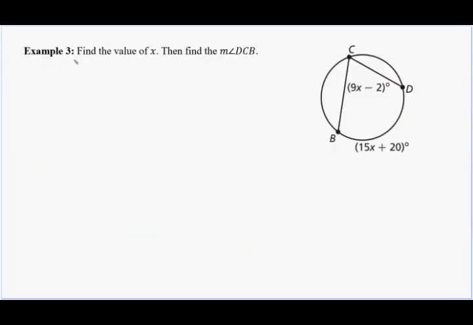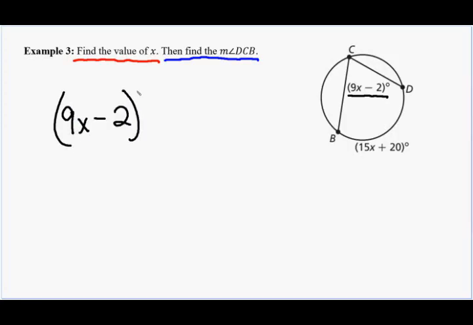Example 3. I'm going to underline in red, find the value of x, then find the measure of angle DCB. So when we look at these, we see we have an inscribed angle here, 9x minus 2 degrees, and we have the arc from B to D, 15x plus 20. So I'm going to write these in parentheses, and for now, I'm going to set them equal to each other, which is not the case. It would be for a central angle.